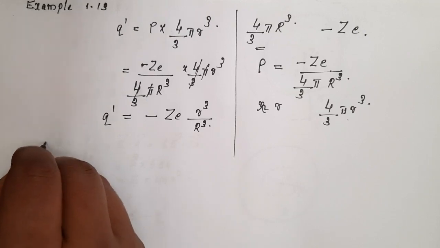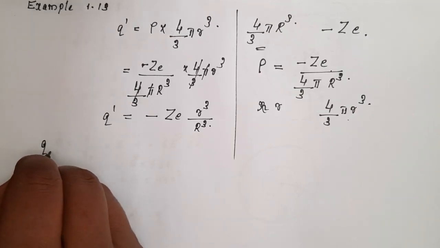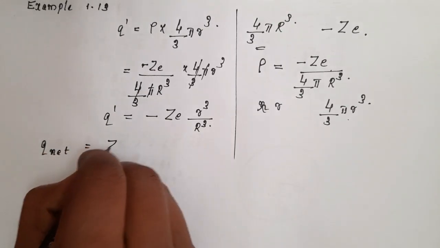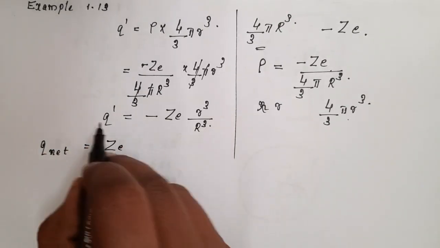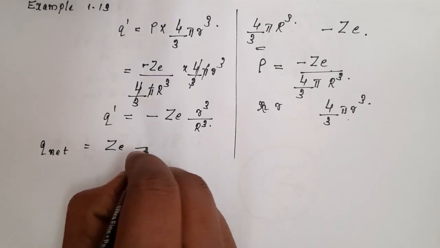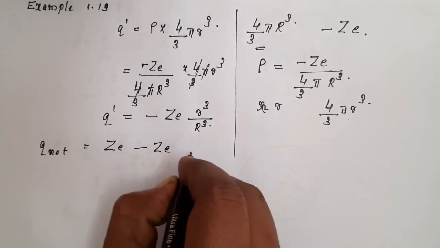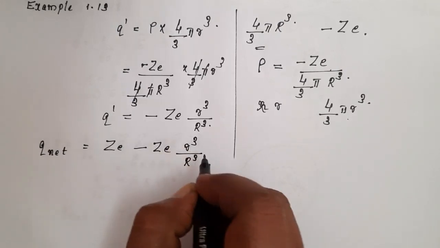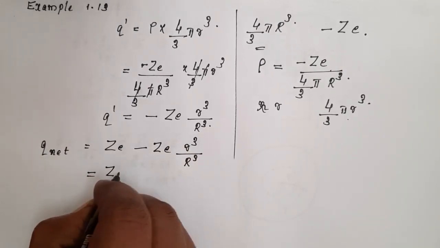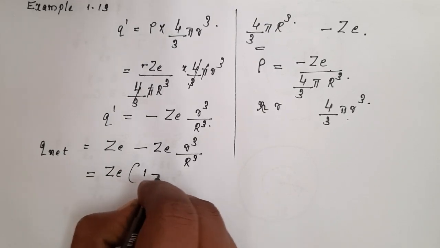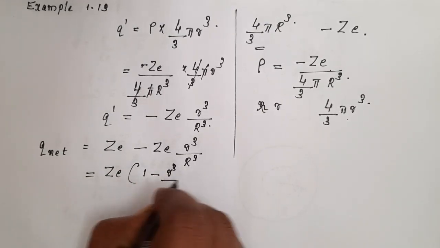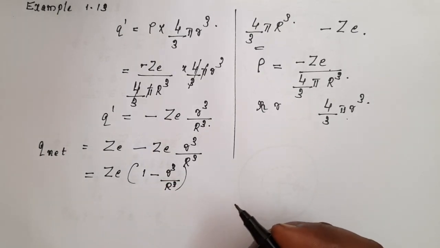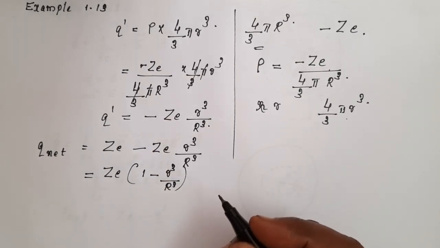So the total charge enclosed by the Gaussian surface, Q net, will be equal to Ze, that is the positive charge, plus Q dash, that is the negative charge. So Ze minus Ze into small r cube by capital R cube. That can be written as Ze into 1 minus r cube by R cube. Okay, so that's how you are getting Q net.